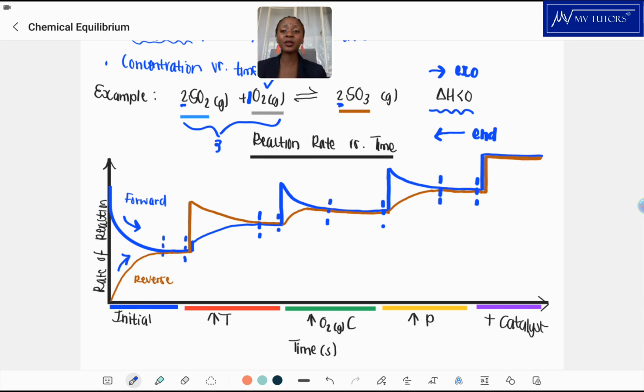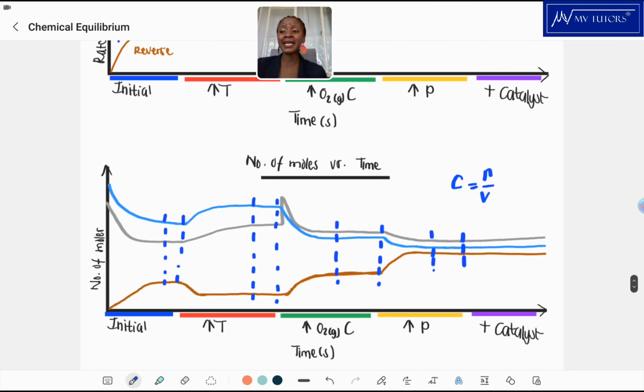I hope you get it. They'll have the same rate of reaction when it comes to your rate of reaction versus time graph. So both your forward and your reverse reactions will have the same rate of reaction when a catalyst is added, because it's not like it's favoring the reactants or favoring the products. It favors both. It favors the whole system. So that is it with the reaction rate versus time graph.